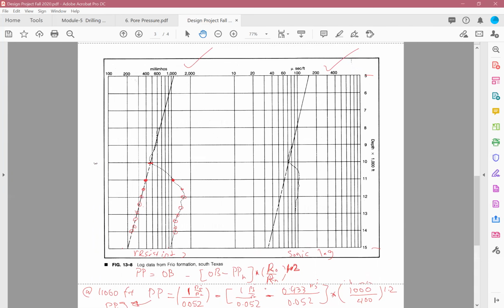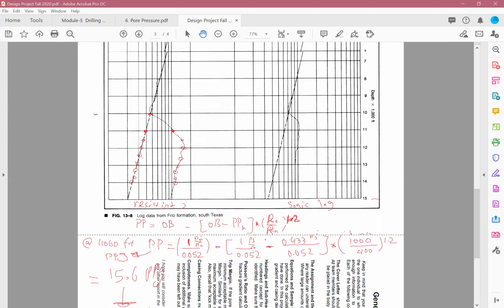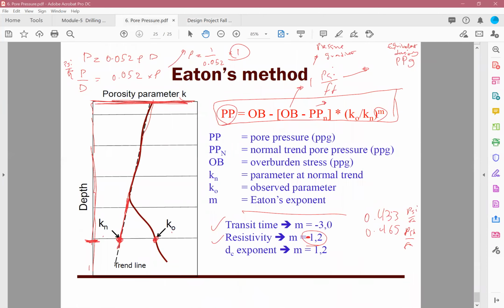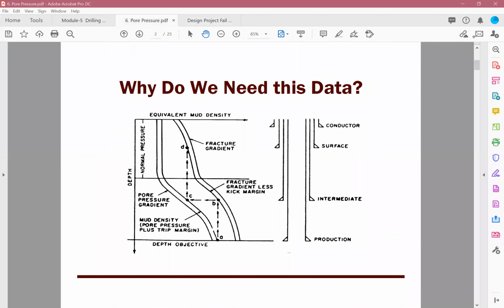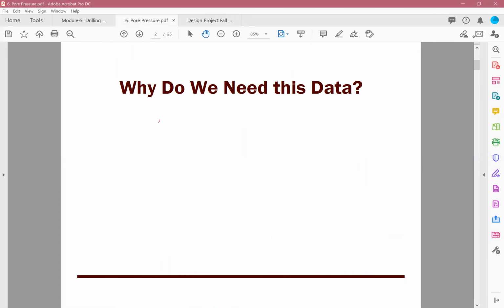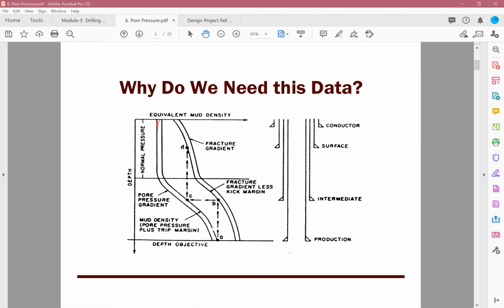Okay, and once you calculate this, then you have your pore pressure, which is this line here. So you will have this line with depth. And then you can add 0.5 pounds per gallon to that curve, which gives you your trip margin. So you established this line.